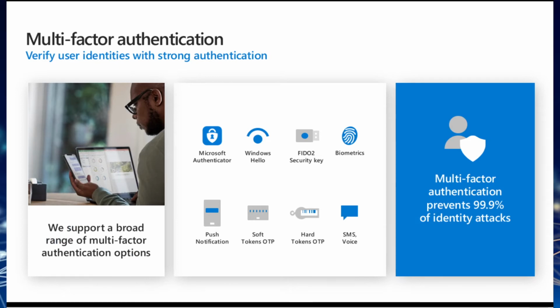So passwords are the weakest link in a security chain, and they're a single point of failure without any additional verification. That's why we believe strongly that if you only do one thing to help protect yourself, it should be to turn on multi-factor authentication, which can prevent 99.9% of identity attacks. So imagine that for a few seconds, right? Just by enabling this functionality, you greatly increase your security posture in your organization.